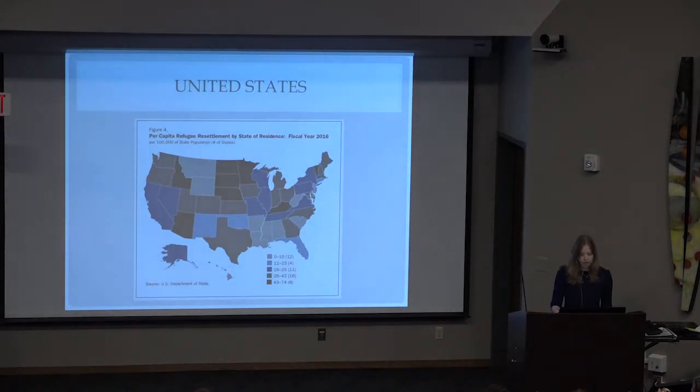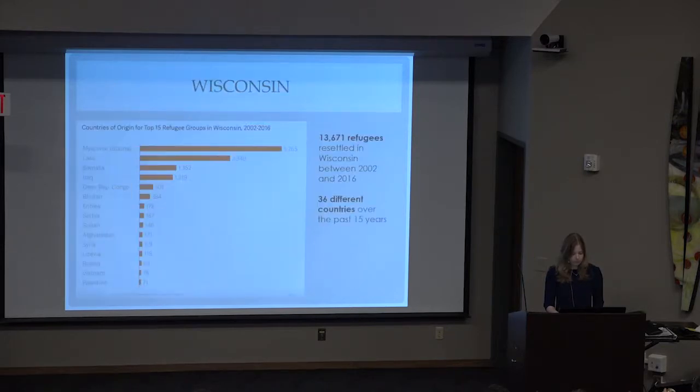This map shows the per capita refugee resettlement by state, and you'll see that Wisconsin is in the middle at 16 to 25 per 100,000 of state population. This is also data from the U.S. Department of State. Between 2002 and 2016, 14,000 refugees resettled in Wisconsin. This places Wisconsin at the 24th position for refugee resettlement in a ranking of 54 U.S. states and territories. Over the past 15 years, refugees from 36 different countries have resettled in Wisconsin. The largest nation of origin by far has been Myanmar, followed by Laos, Somalia, and Iraq.